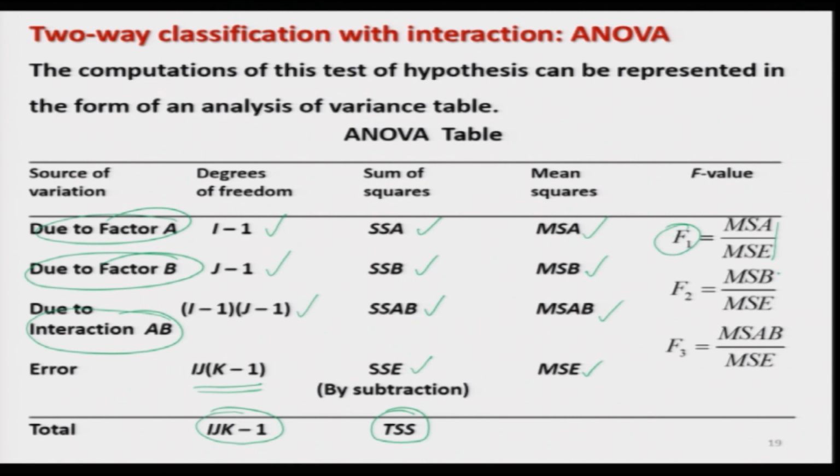Similarly, if you take MSB upon MSE, this will give you F2, and if you take the ratio of MSAB and MSE, this will give you the statistic F3. So, all these things can be combined in this single table. Now, after this, you can also find the expected value of these sums of squares which you have obtained here without any problem.